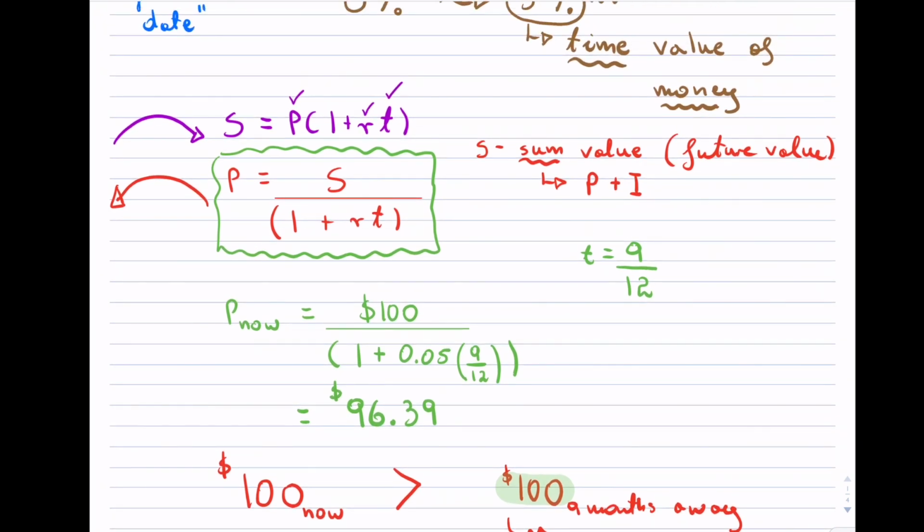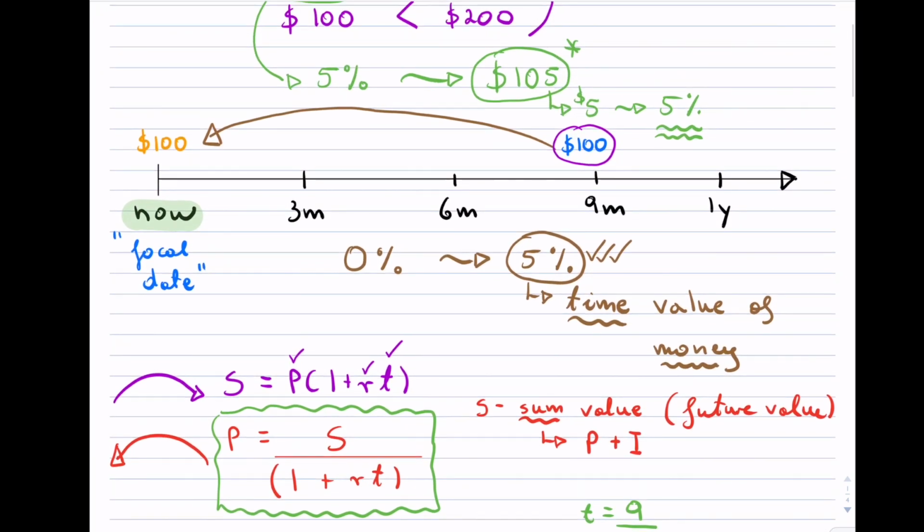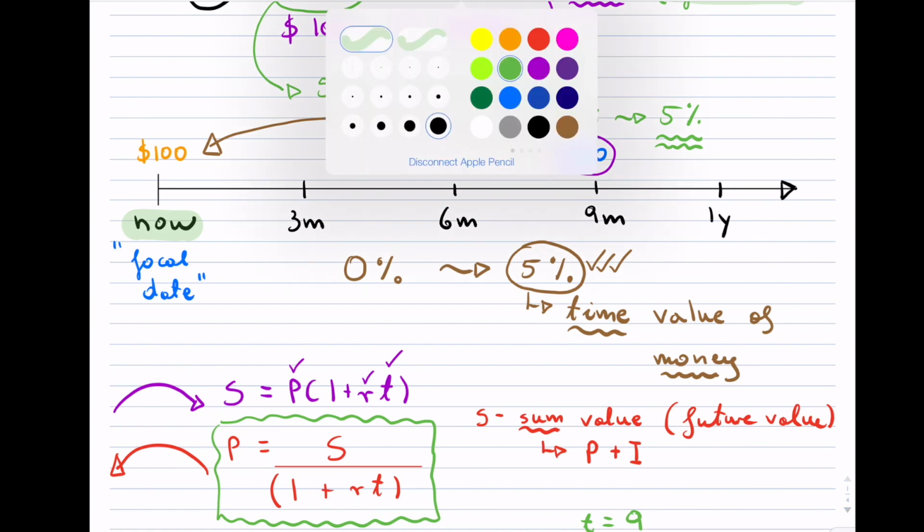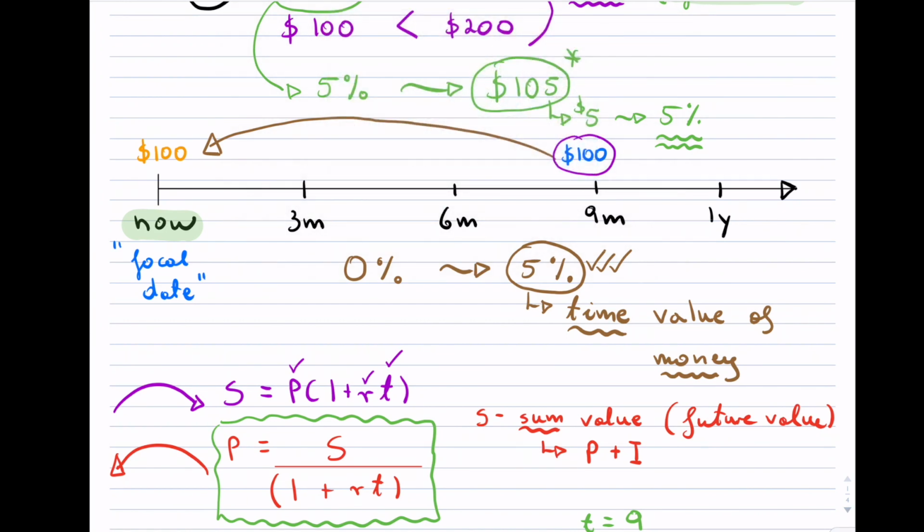So I wanted to give you this introduction at a slow pace so that you can watch it and understand these equivalent values as you're shifting them around. And you can shift them anywhere you like, meaning you can take this focal date that we have right here, and you can move it anywhere. So you can take the 100 from now and move it to 3 months, to 6 months, a year, and you can find its equivalent value. But it has to be equivalent at a given rate.